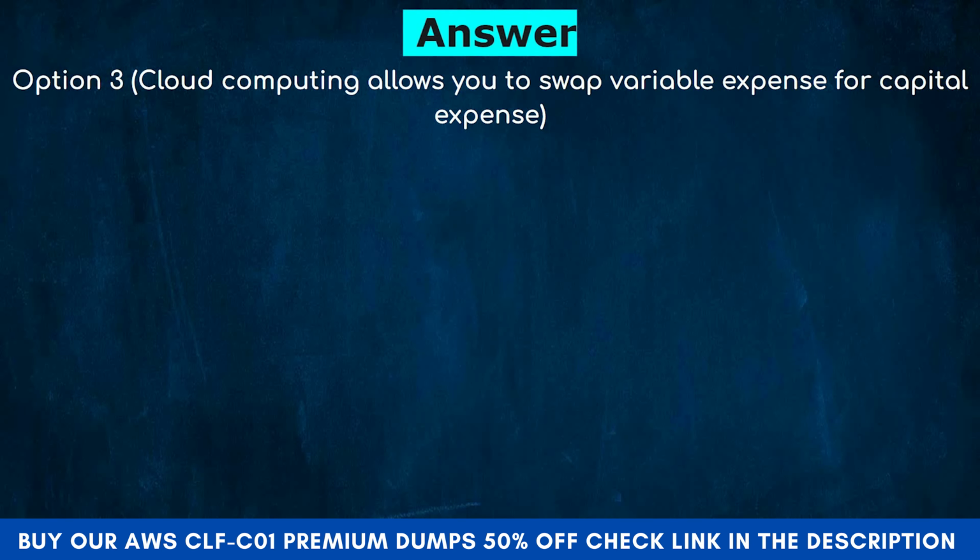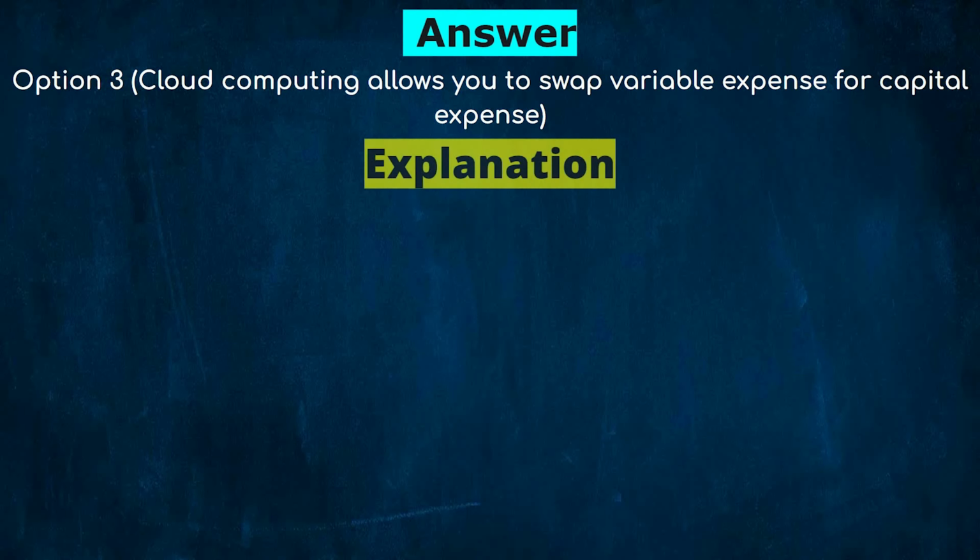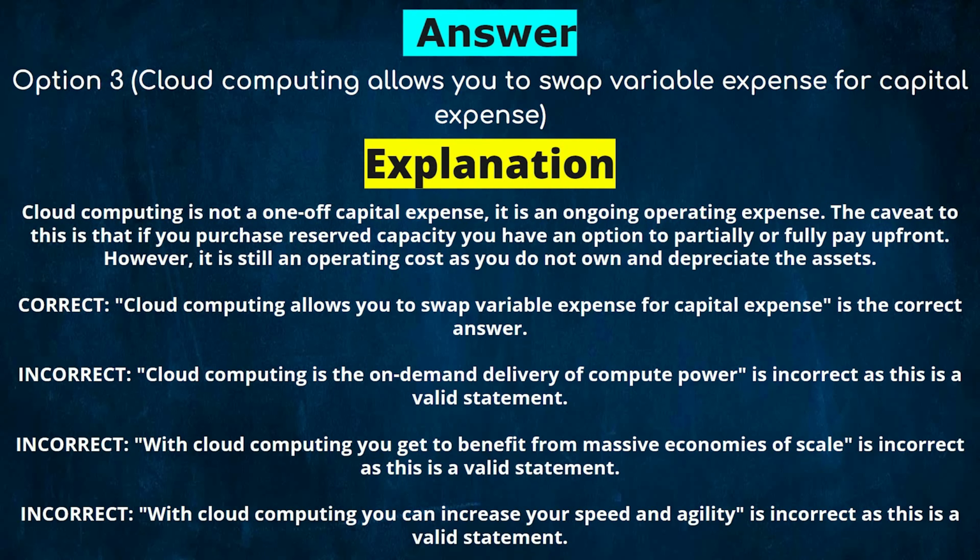Cloud computing allows you to swap variable expense for capital expense. Explanation. Cloud computing is not a one-off capital expense. It is an ongoing operating expense. The caveat to this is that if you purchase reserved capacity, you have an option to partially or fully pay upfront. However, it is still an operating cost as you do not own and depreciate the assets. Cloud computing allows you to swap variable expense for capital expense is the correct answer.